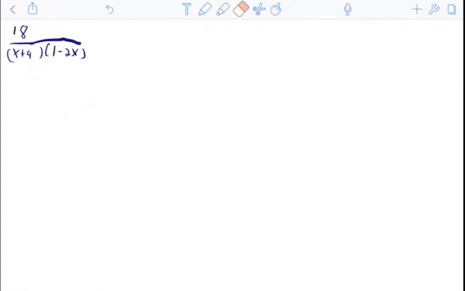So what do I want this to look like? That's step 1. There's a term that has a bottom x plus 4, and a term that has a bottom 1 minus 2x. And both of these have some constant.